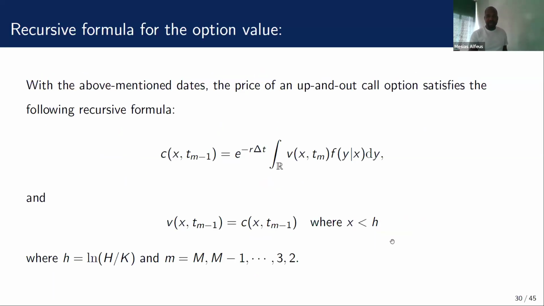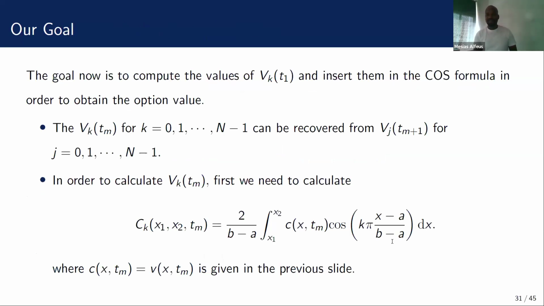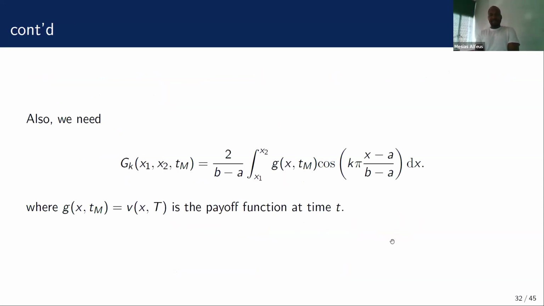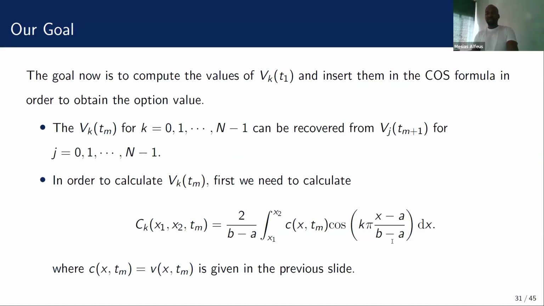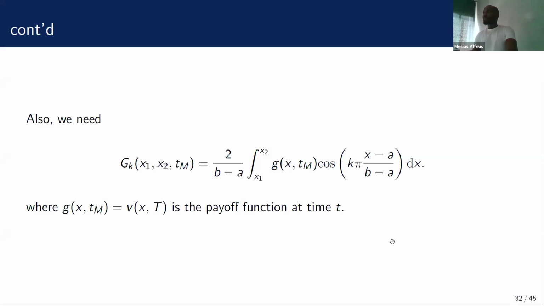Here we calculate over R, and then we truncate that integral, and then we can call it capital C. And then we set the C to be equal to the V. And then this is what we calculate at maturity. So this G is actually similar to this, as you can see, but the difference is that G is at maturity. So this G is the same as V X at T, which is the payoff function that we already know. So that is what we are going to put there.